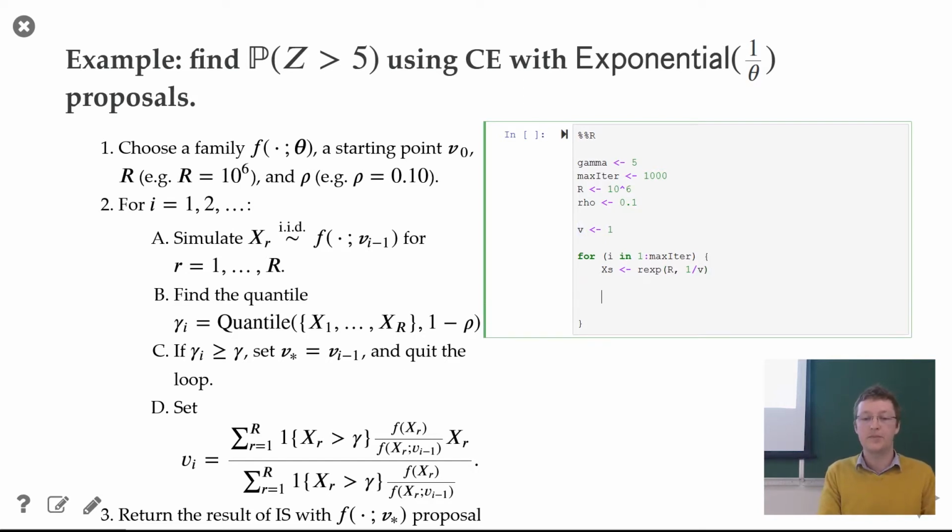And then to get the quantile, thankfully there's a function called quantile. Say I want the 1 minus rho quantile of this sample, and that's going to be our intermediate threshold gamma i. So just going through line by line, translating it into R. And then we hit our condition to say, have we finished the iterations? That happens when your intermediate level gets greater than or equal to your target level.